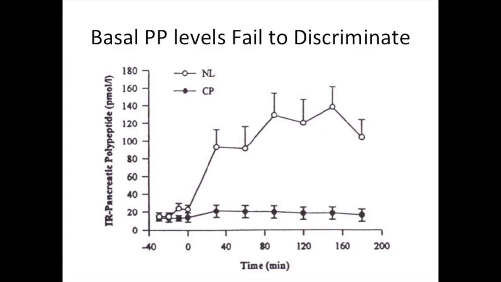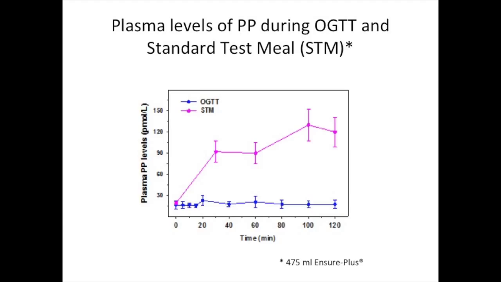And this is somewhat assay dependent, but the problem is that even in larger clinical studies, it's very difficult to discriminate these two groups just on basal levels. So you have to use some sort of a provocative agent, and the question is what to use. Well, you can use glucose. You can look at PP levels in a glucose tolerance test, but there will be a very modest rise in PP in response to glucose. Glucose is a poor stimulant of PP.